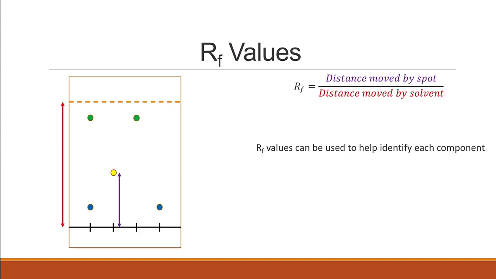You can calculate the RF value for the movement of the different components in the mixture, where the RF is the distance moved by the spot, measured from the start line to the center of the spot, divided by the distance moved by the solvent, which can be measured from the start line to the solvent front. The RF value can be used to identify each component. It has a value between 0 and 1. 0 means the component did not move, which means it doesn't dissolve in the particular solvent that has been used.